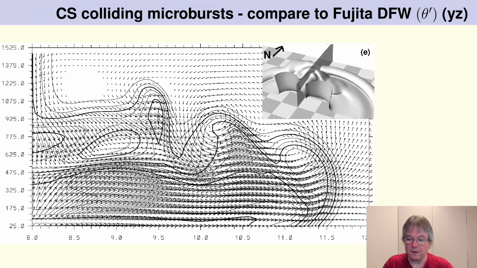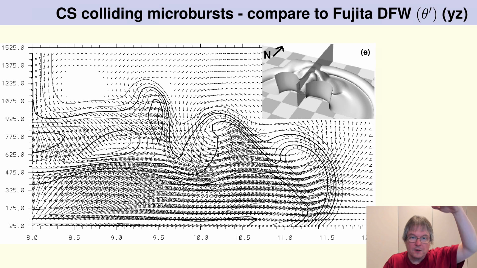and how he assumed that's what forced Dallas-Fort Worth 151 to crash. Well, in the case where I collide microbursts 2 kilometers apart, where they're initiated 2 minutes apart, notice in the top right, I show you a three-dimensional image. That vertical plane that you see in gray is the plane that is shown in the vector plot. Now, if you look at this, it looks an awful lot like Fujita's analysis of that event, only with a single downburst, right?